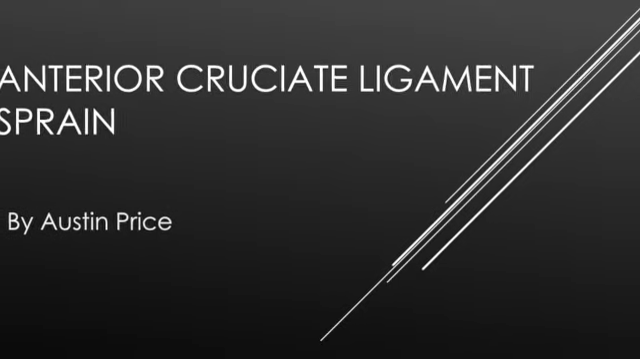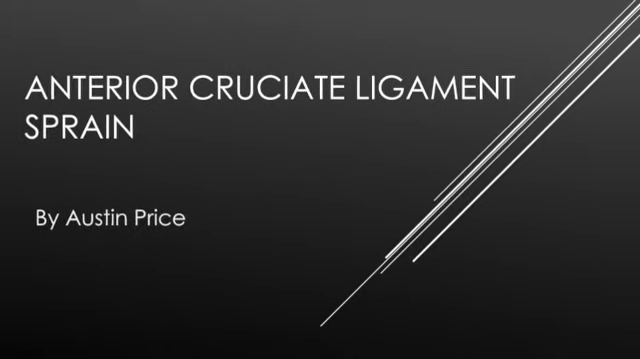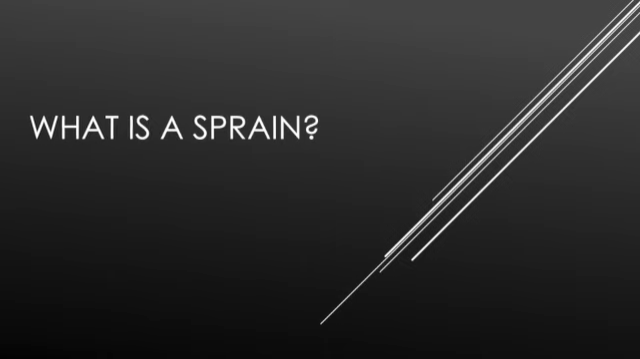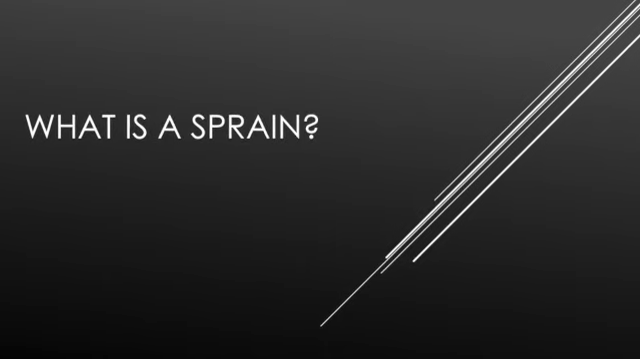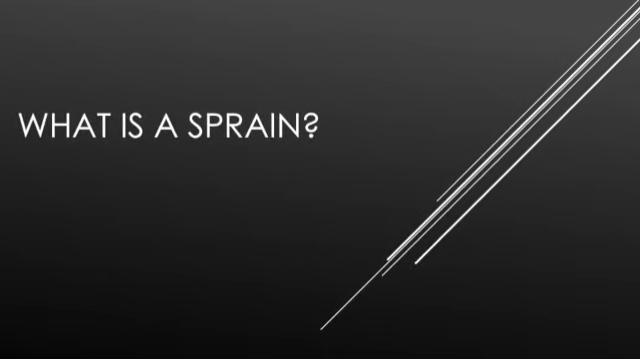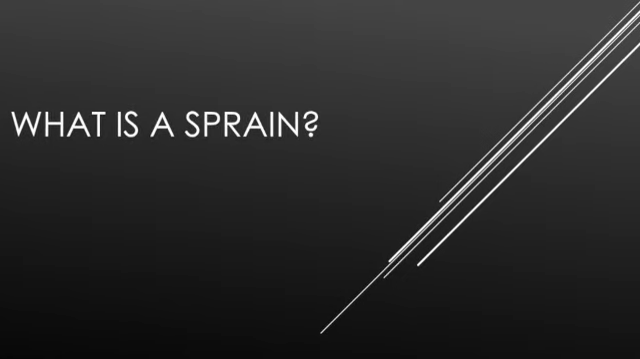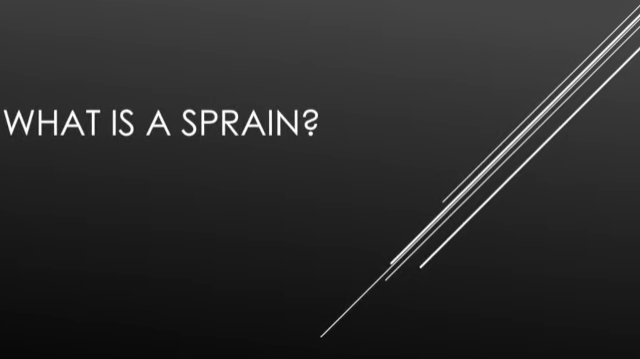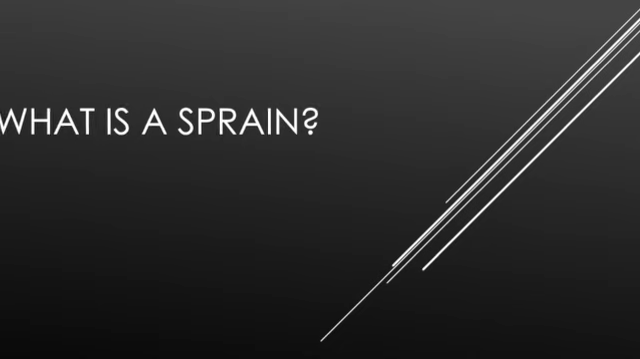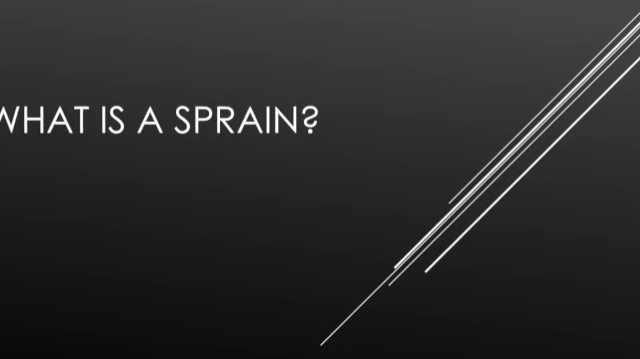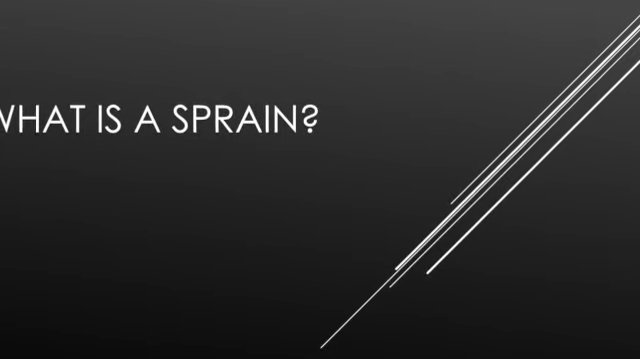Anterior Cruciate Ligament Sprain by Austin Price. What is a sprain? A sprain refers to the overstretching or tearing of ligaments. In the knee, there are four major ligaments that could be sprained due to overstretching. Common signs are swelling, pain, bruising, lack of movement, and a sense of weakness in the knee.